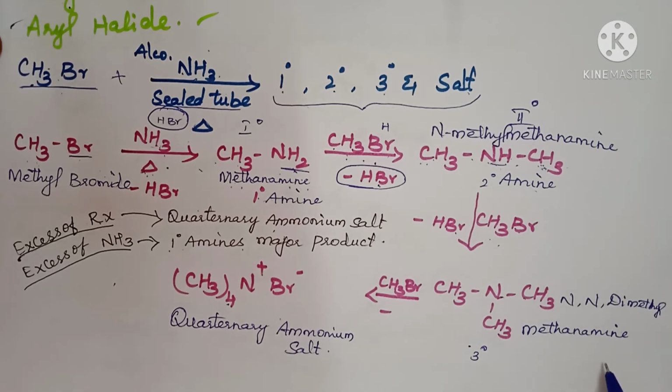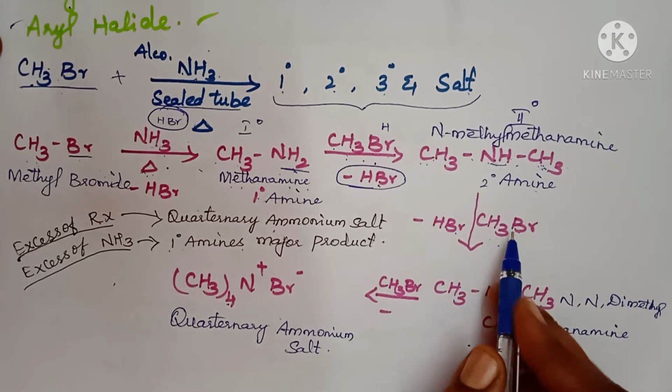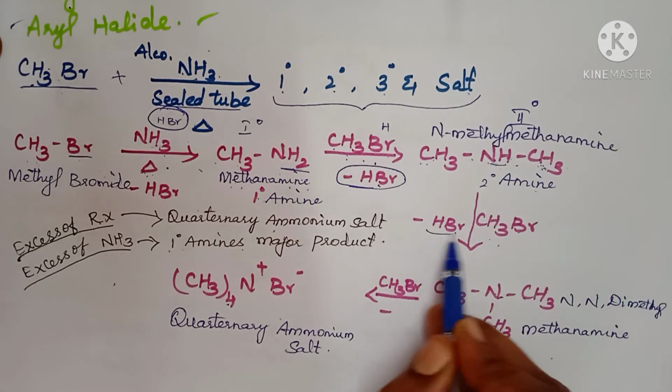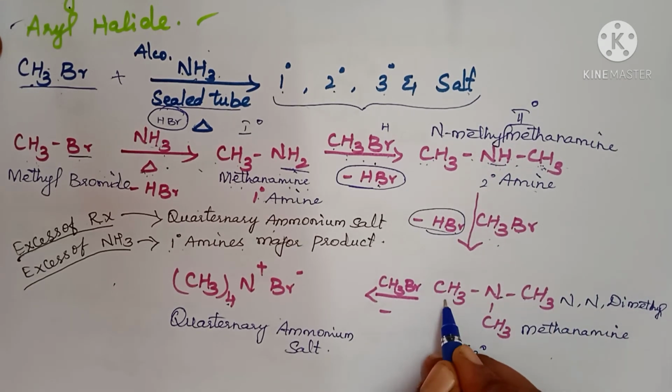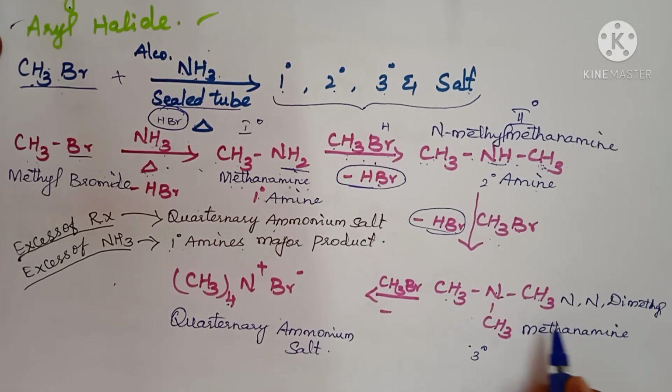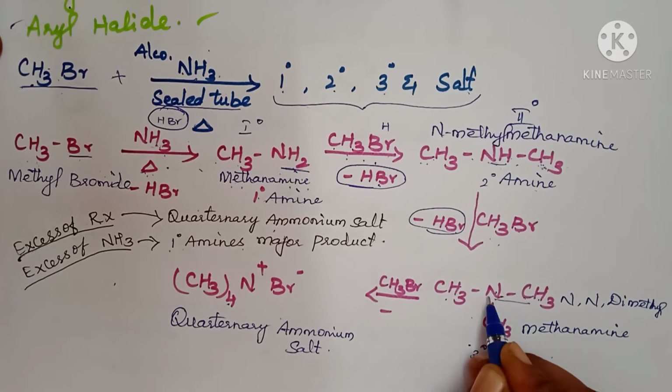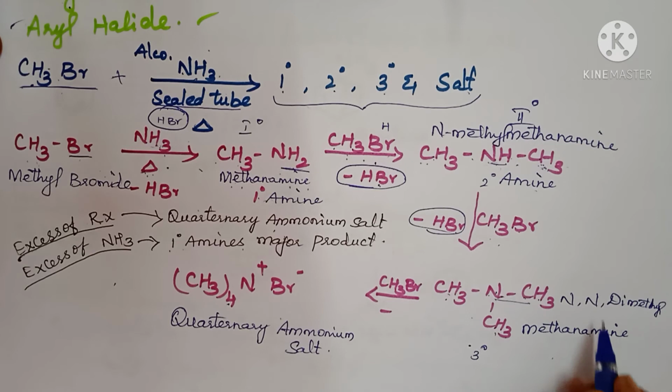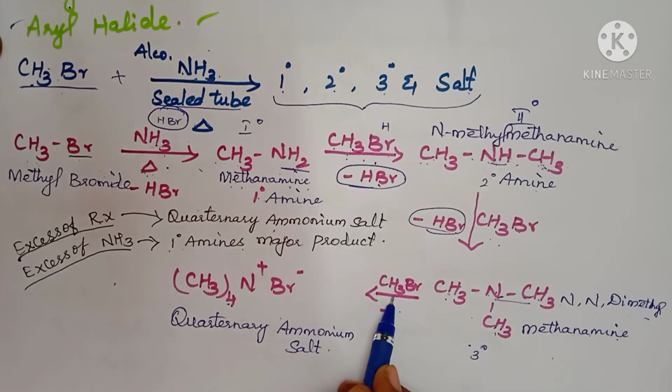And what is the naming reaction? It is Hoffmann's ammonolysis reaction. In this step, the hydrogen part is completely released and HBr comes out. So CH3-N(CH3)-CH3, that means three carbons will be available. Then it will be a bulky group, right? So how can you name that? It is methanamine, just give that common name, then N,N-dimethyl methanamine.